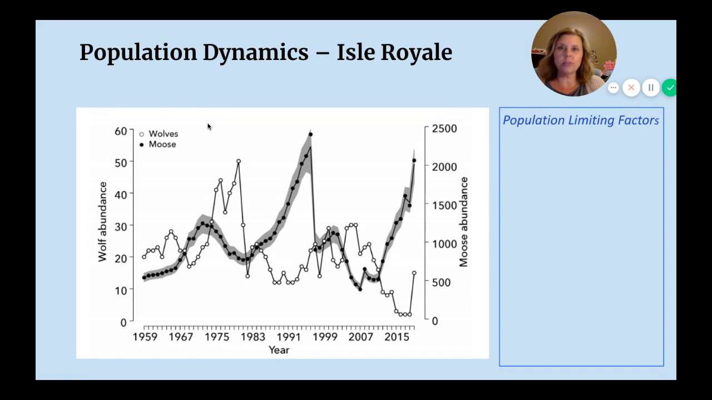Next, let's consider some key events that are depicted through this graph. Look at part B of the handout. In question 1, I ask you to predict the cause of the wolf die-off that occurred in 1980. That's here. Then in question 2, I ask you to predict what might have caused the moose die-off that occurred around 1996, here. So, what did you predict? Maybe it was one of these population limiting factors.